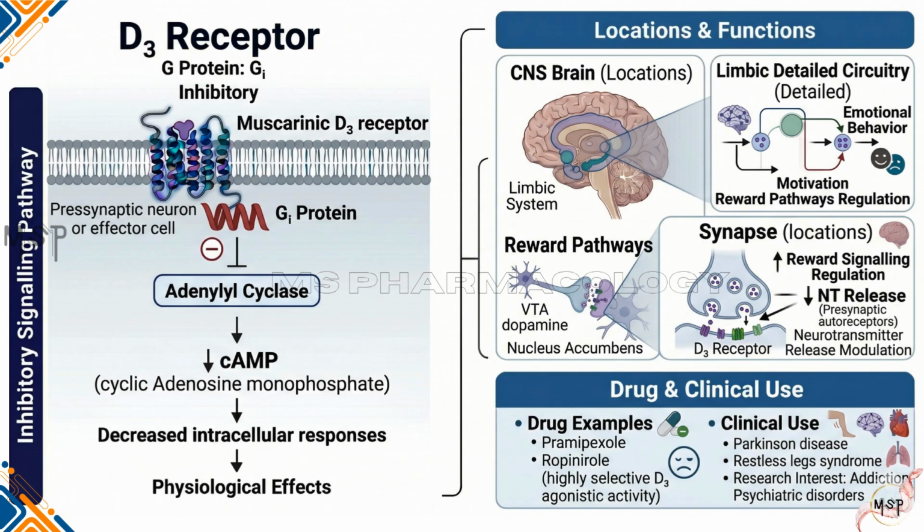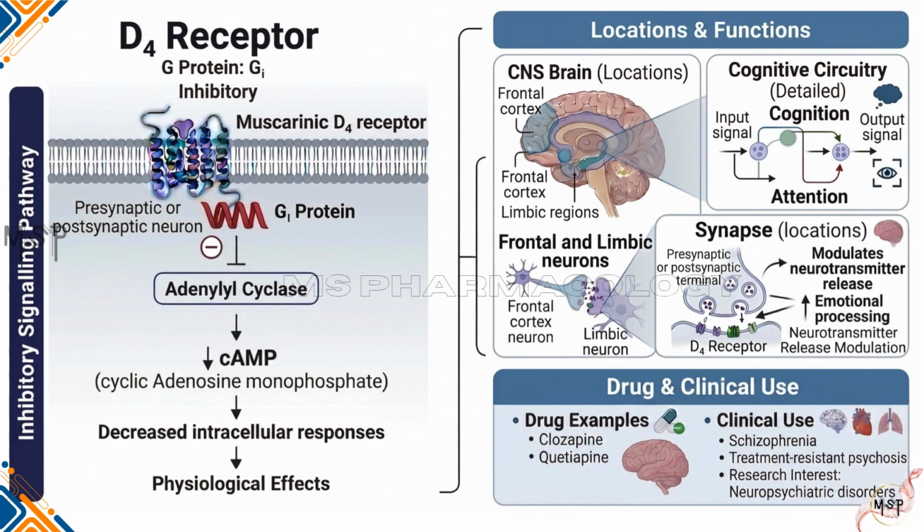Interestingly, dopamine agonists such as pramipexole and ropinirole, which are used to treat Parkinson's disease and restless leg syndrome, exhibit significant affinity for D3 receptors, contributing to their therapeutic effects.